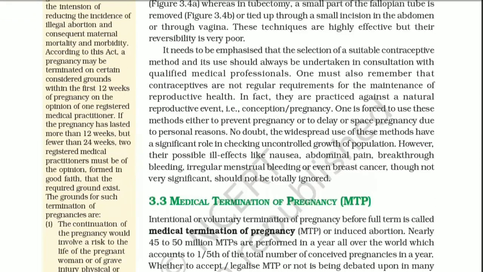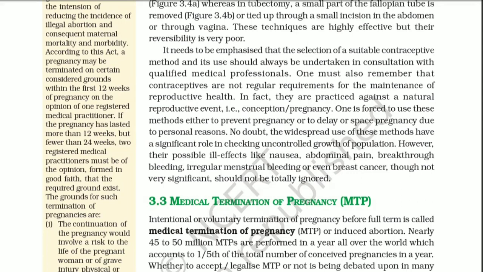It needs to be emphasized that the selection of a suitable contraceptive method and its use should always be undertaken in consultation with qualified medical professionals. One must also remember that contraceptives are not regular requirements for the maintenance of reproductive health. In fact, they are practiced against a natural reproductive event, that is, conception or pregnancy.